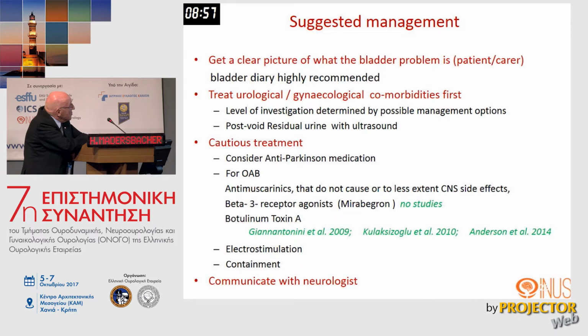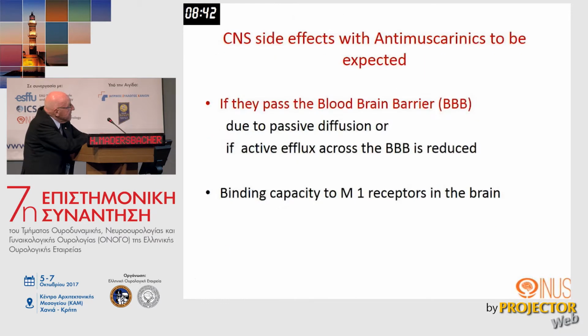Well, then, cautious treatment. We have also said that we have to consider anti-Parkinson medication, which is dangerous, and that is only apomorphine. And for OAB, we should use those that cause no or fewer CNS side effects. The side effects are expected with antimuscarinics if they pass the blood-brain barrier and bind to the M1 receptors in the brain, which are responsible for cognition.